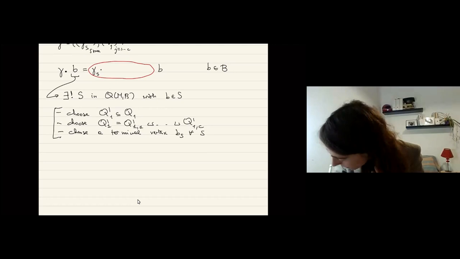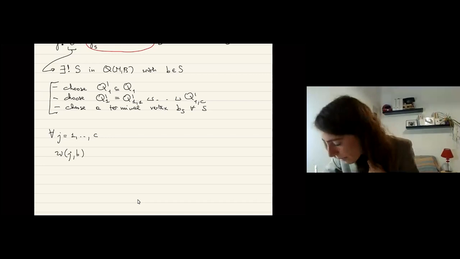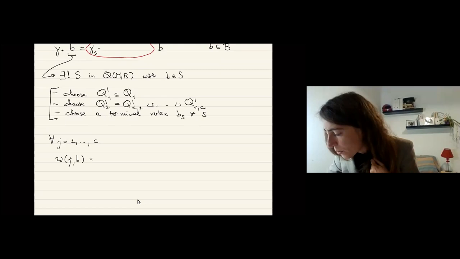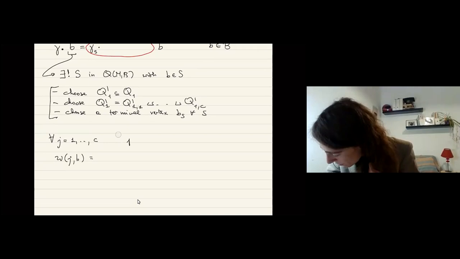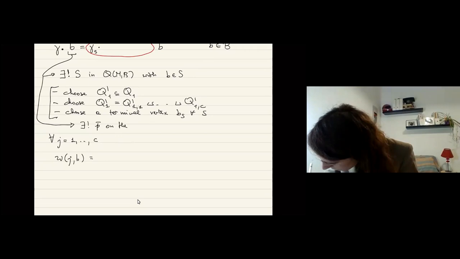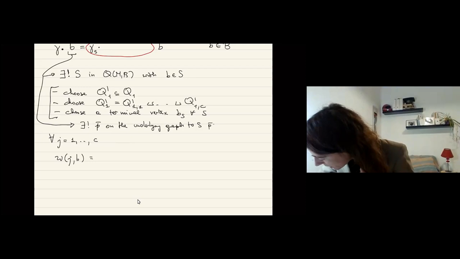So now B is fixed, and for any J from one to C, I get to define my w_J(B), which depends, as I said, on the relative position of B with respect to B_S on the given tree. I'm going to write a formula. For my chosen B, there also exists a unique path on the underlying graph to S, which is going to be something like A_R bar, ..., A_1 bar, where bar means I'm forgetting the orientation.